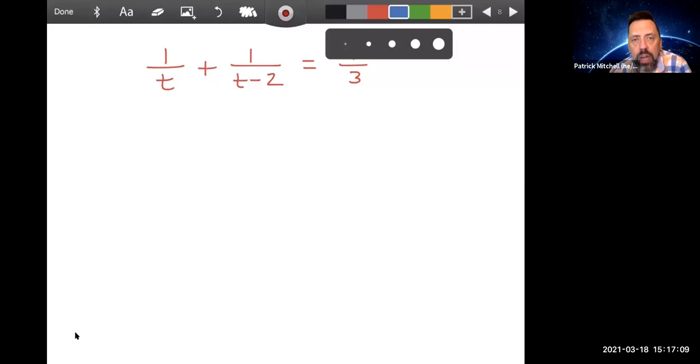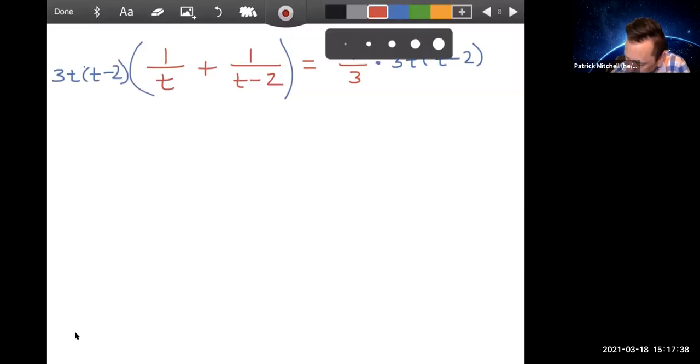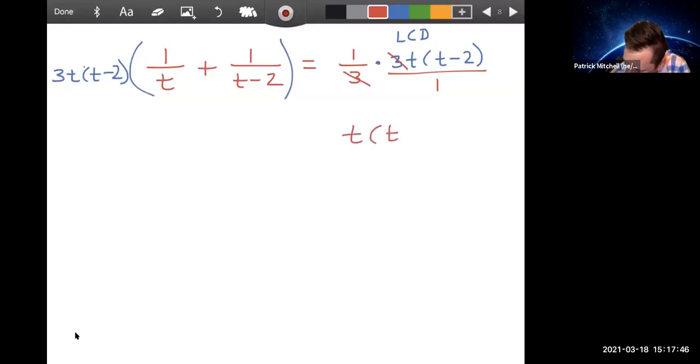To solve a rational equation, you have to multiply both sides by the LCD. The LCD for this equation is 3 times t times t minus 2, right? I have 3 completely distinct denominators, so they all have to be included. Okay, so let's start with the right-hand side because that's nice and simple. Stick a 1 under there, the 3's cancel out, and just leave me t times t minus 2.